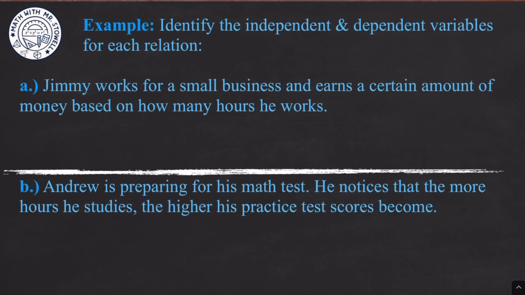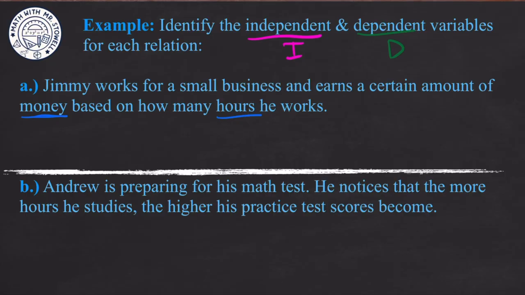Okay, let me give you a few examples of this. Let's identify which is the independent and which one's the dependent. And I'm going to use I for independent, and D for dependent, just so that I don't have to spend as much time writing. Jimmy works for a small business and earns a certain amount of money based on how many hours he works. Okay, well, we have two things going on. He is getting money for hours, right? Which one would be independent and which one would be dependent?